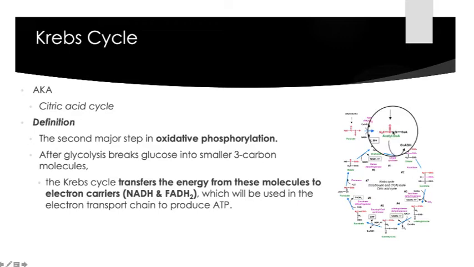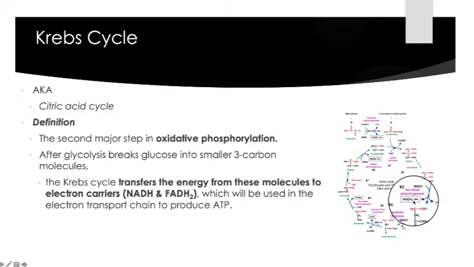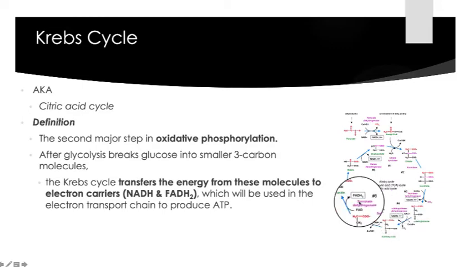And most importantly, the Krebs cycle basically transfers the energy from these molecules to electron carriers. So all the energy that is being extracted from the breakdown of glucose, pyruvate and acetyl-CoA is all being transferred into these NADHs. You can also see FADH2 is being formed.